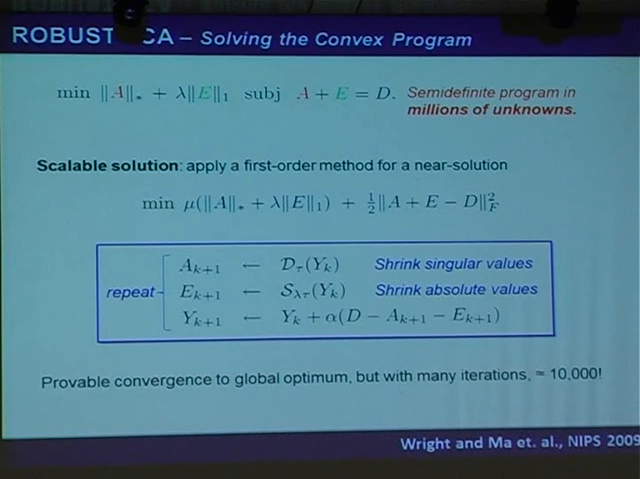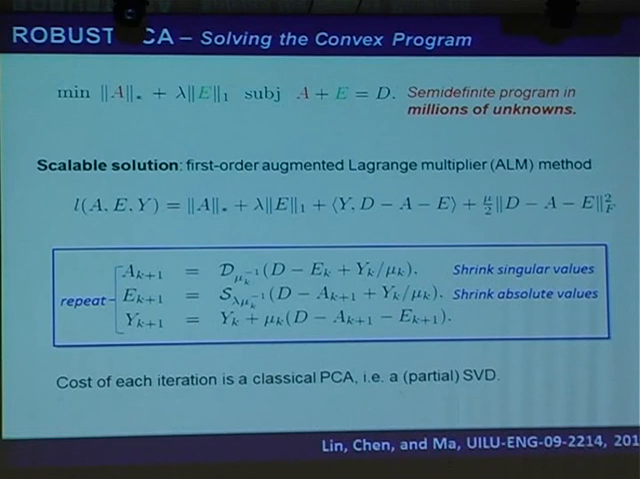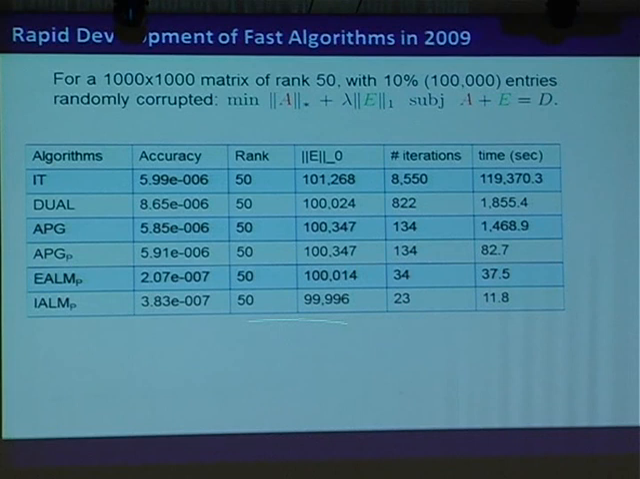That actually inspired a lot of developments in the past couple of years in solving this class of problems. One particular class of solutions based on the augmented Lagrangian multiplier has shown very good promise in solving this kind of problem very, very fast. It's also based on very simple iterative thresholding. So three steps, that's it. Just iterate, and you are guaranteed to converge to the global minimum and find the ground truth in a very small number of iterations. This is all the algorithms we have tried, different convex optimization algorithms, and there might be even more.